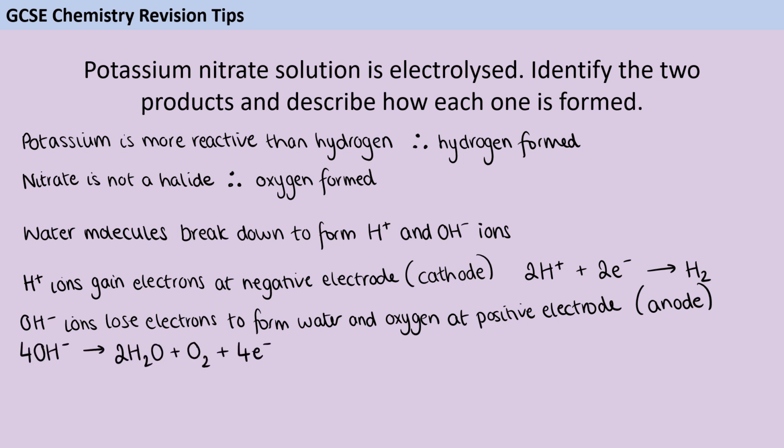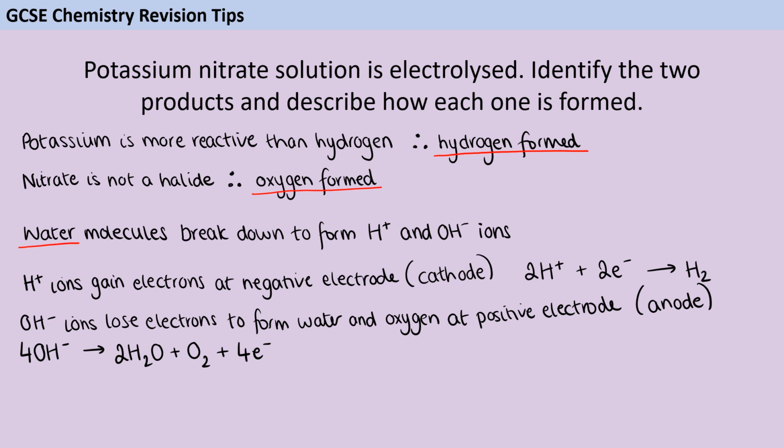So this one is a little bit more complicated. We've got 4 hydroxide ions breaking apart to make 2 water molecules, 1 oxygen molecule, which is the bubbles we're going to see, and also 4 electrons. So then in terms of things that are going to get us marks, we need to say that hydrogen is formed and oxygen is formed, because they've asked us to state the products for the first 2 marks.